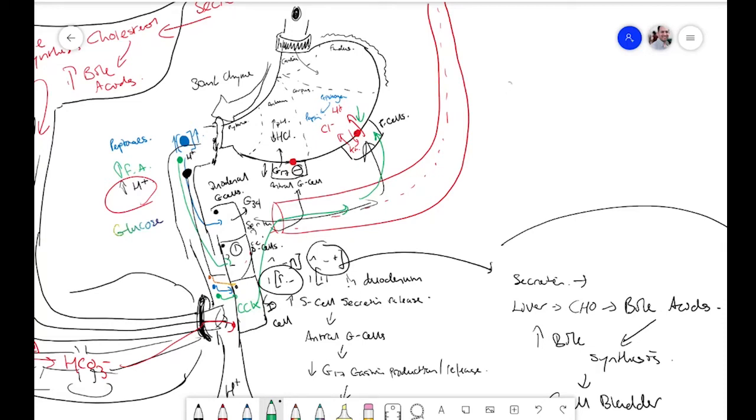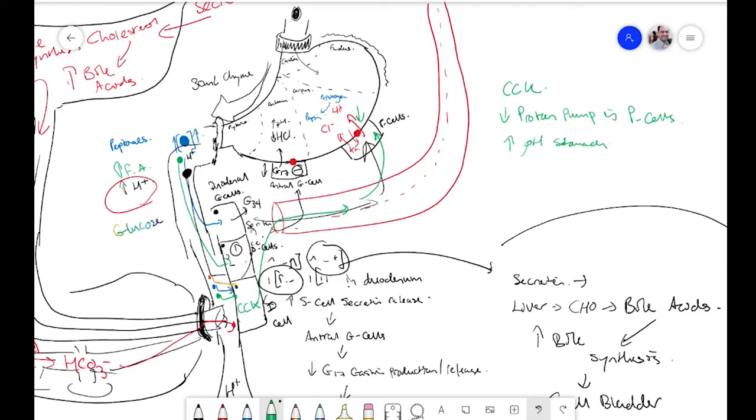So, okay, CCK, what does it do? CCK inhibits proton pump in the P cells, which causes an increase in pH of stomach. And the whole point of this is to slow down gastric emptying. Okay? Slow down gastric emptying.